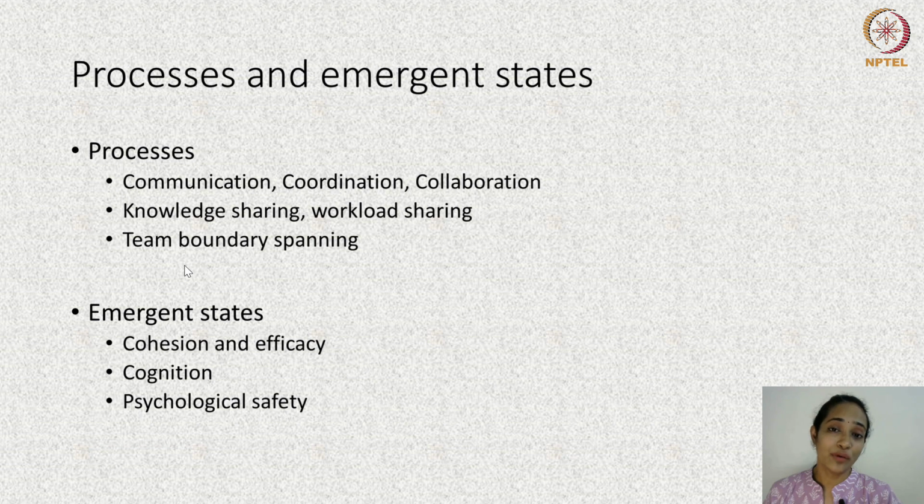Now, emergent states are also important aspects of team functioning. Emergent states are mental states which are shared by the team members, and these evolve because of interaction between team members and also when the team works on the team task. So, some of the important emergent states with which we are familiar would be cohesion, efficacy, cognition, and psychological safety. Very important, these are evolving and they evolve as the team members interact with each other and work on the team task.